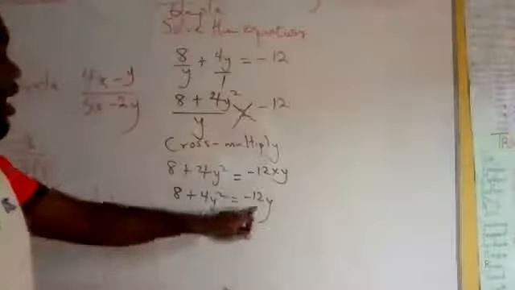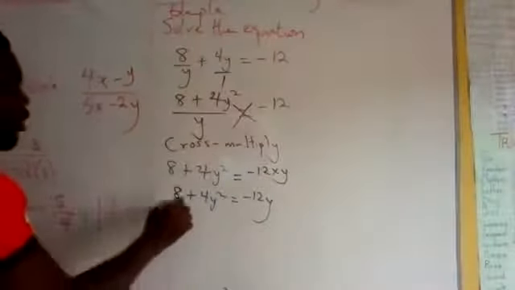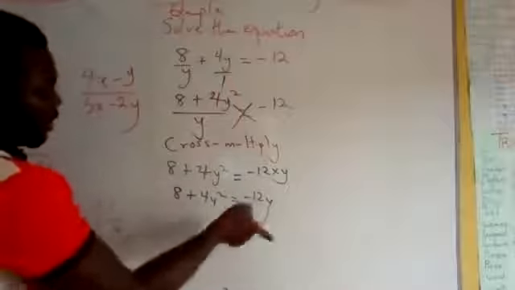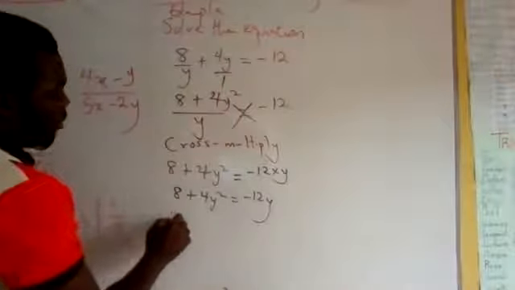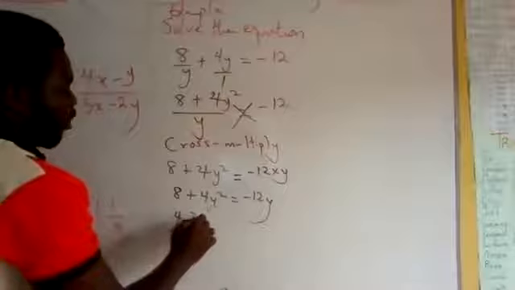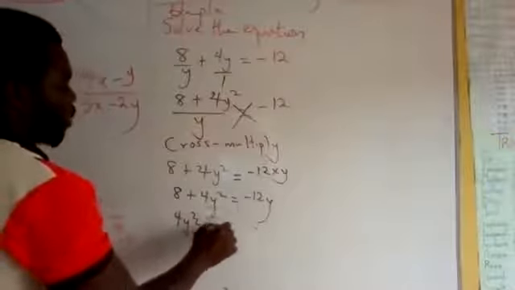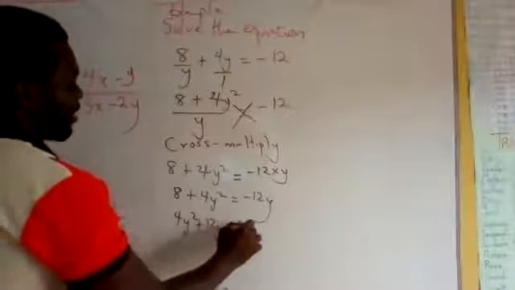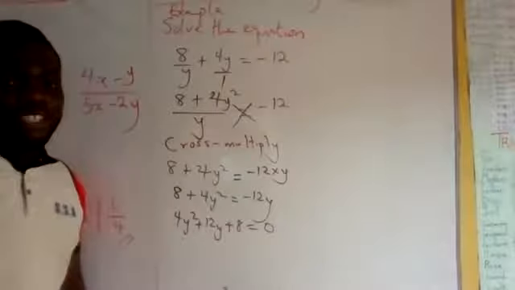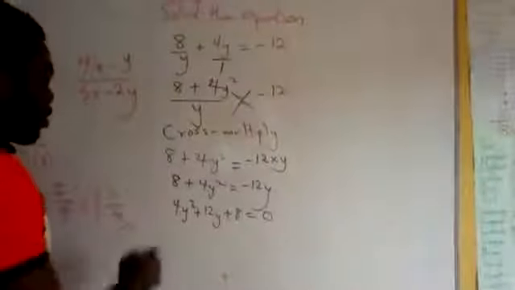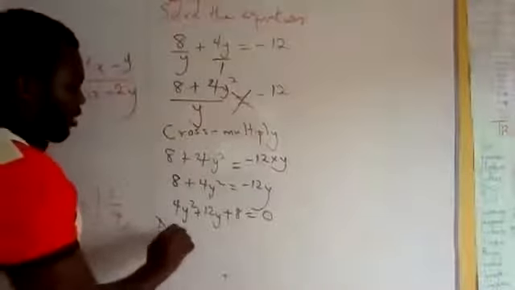Now, if you bring this in here, that would become 4y squared plus 12y plus 8 is equal to 0. Now, it's a quadratic equation. It's a quadratic equation. So, even from here, let's divide.